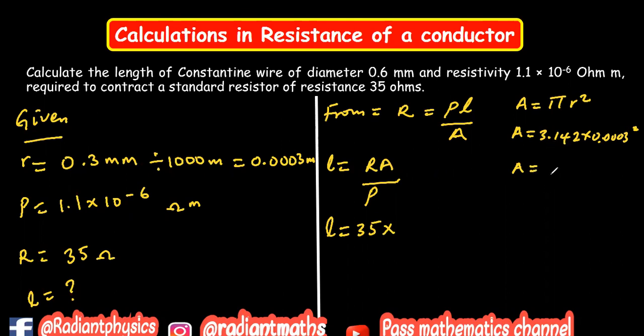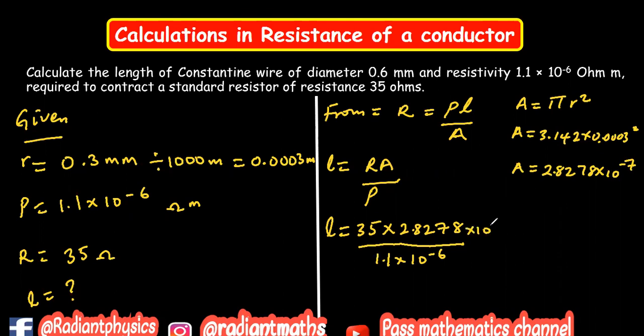So when we do that, we have 2.8278 times 10 raised to the power of minus 7. Okay, so this is our area in this case. So we use this now here. So we are going to say 35 times 2.8278. Then we divide by the resistivity, which is 1.1 times 10 raised to the power of minus 6. Let's not forget this is also multiplied by times 10 raised to the power of minus 7 to complete the value. And then you can now punch your calculator, multiply everything together.